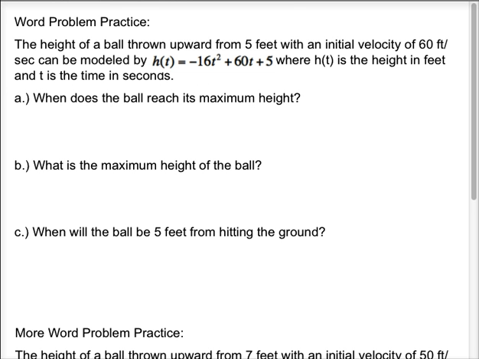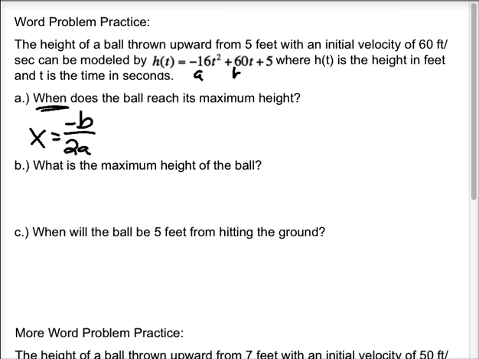So our first example, the height of a ball thrown upward from 5 feet with an initial velocity of 60 feet per second can be modeled by h of t is -16t squared plus 60t plus 5. When does it reach the maximum height? So the when is that x value where we need -b over 2a. That is when the maximum occurs.